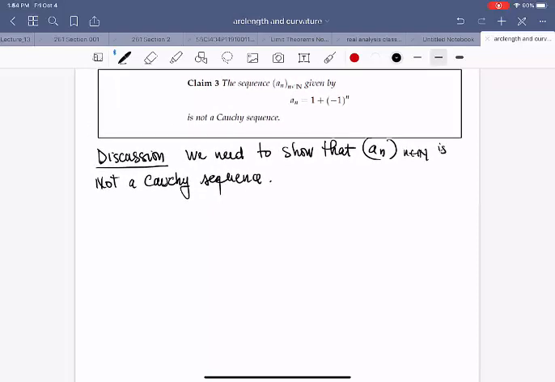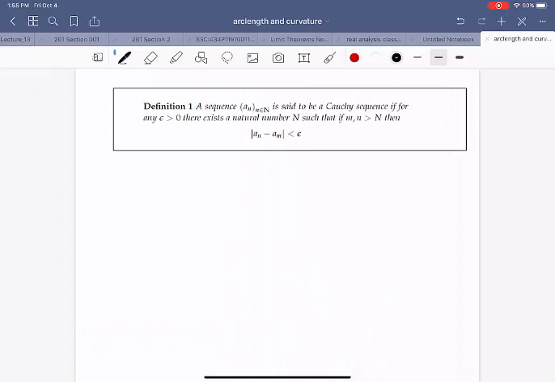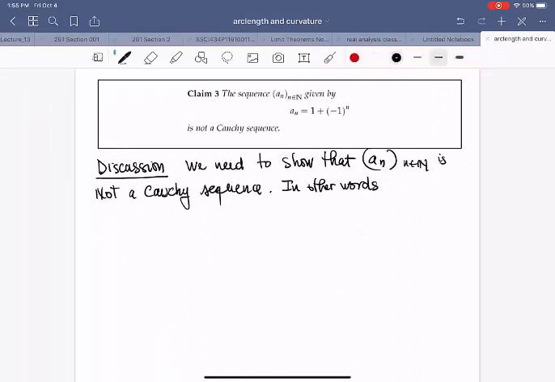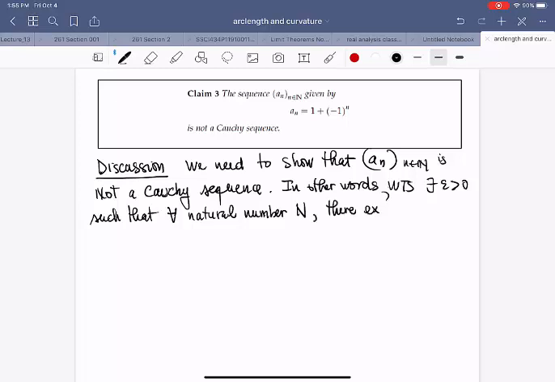What does that mean? Writing down the negation of Cauchy sequence, in other words, if we use the negation of this definition here, you can actually pause and try to negate for yourself. But if you use the negation, you will see that what we really want to show is that there exists some epsilon which is greater than 0, such that for every natural number N, there exists little m and little n bigger than N, such that the distance between a_n and a_m is greater or equal to epsilon. This is what we want to show.